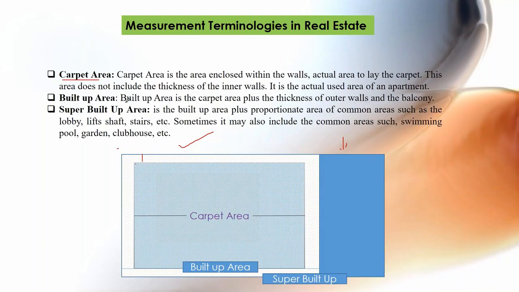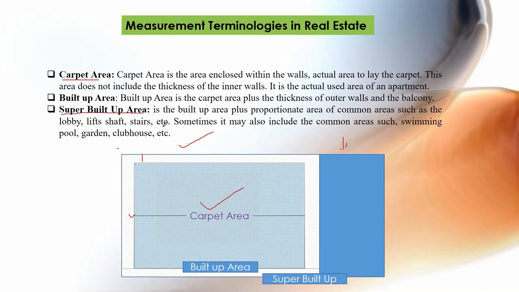Next is the built up area. Built up area is the carpet area plus the thickness of the outer walls and the balcony. Here in carpet area we are not including the balcony area. It's excluded. It's within the walls only. But when we are talking about built up area, it includes the wall thickness plus your balcony also. So here you can see the carpet area and the built up area, which includes the thickness of the wall and the balcony. And then next is the super built up area.